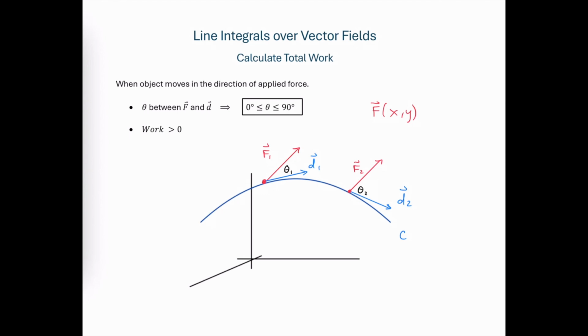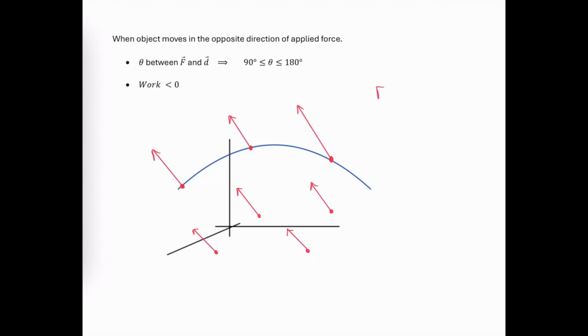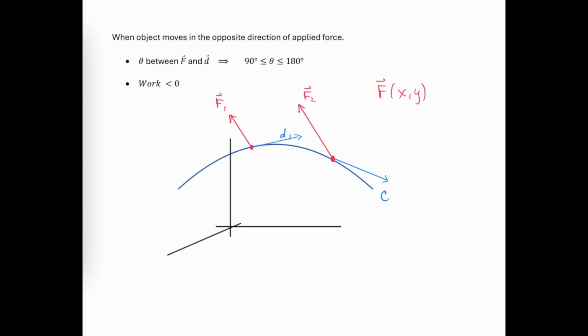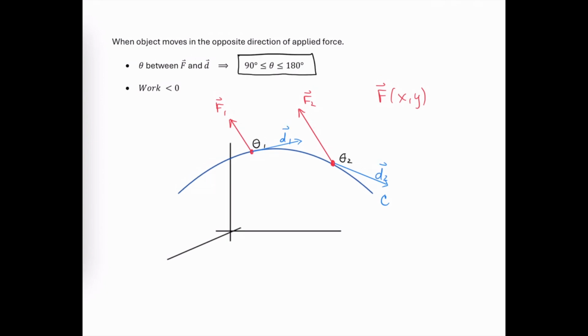When the angle in between these two vectors is in between 0 and 90 degrees, or essentially when the force vector and the displacement vector are headed in generally the same direction, the work done in this scenario is a positive quantity. But if the angle between these force vectors and their corresponding displacement vectors is greater than 90 degrees, the work done by this force vector field is negative.